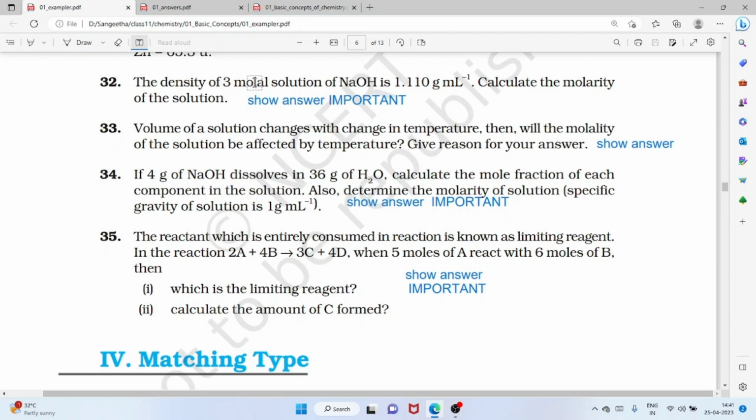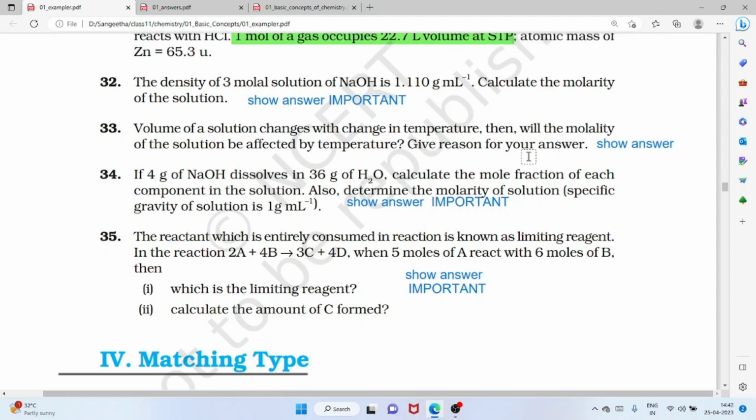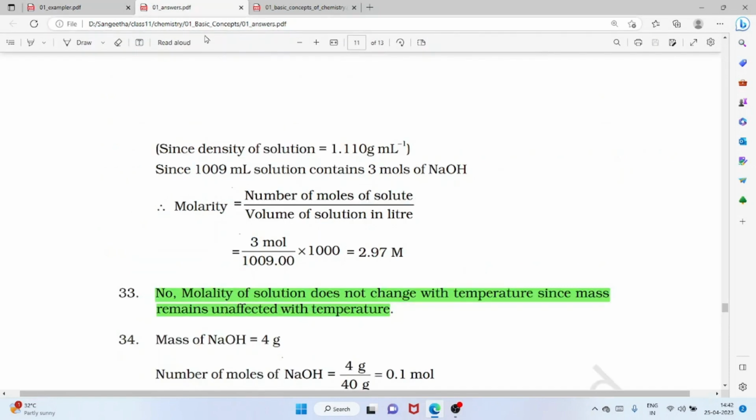Important, I put it because you have to understand what a 3 molar solution means. The volume of the solution changes with the change in temperature. Then will the molality of the solution change? Molality is independent of the temperature. Give the reason for your answer. Question 33.